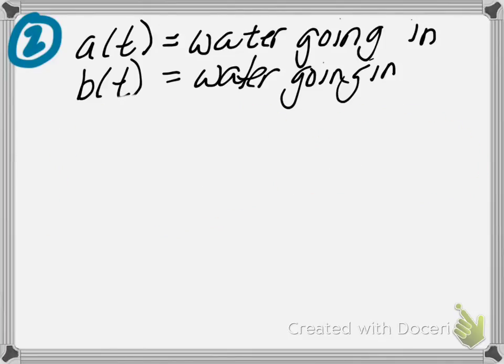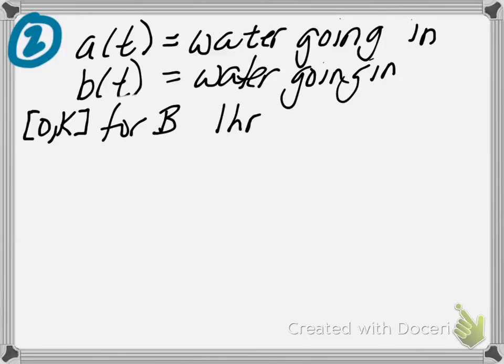Okay, here's part B. It's saying that from the time 0 to K, so we don't know what K is, water flows into tank B at a constant rate of 20.5 liters per hour. So for example, for tank B, after 1 hour, the tank will have 20.5 liters. Okay? So what is the difference between the amount of water in tank A and the amount of water in tank B at time t equals K?